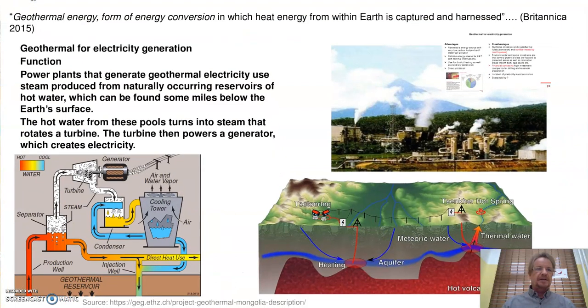So let's start with geothermal energy, the definition, which is a form of energy conversion in which heat energy is captured from the earth and harnessed. So how does it work?